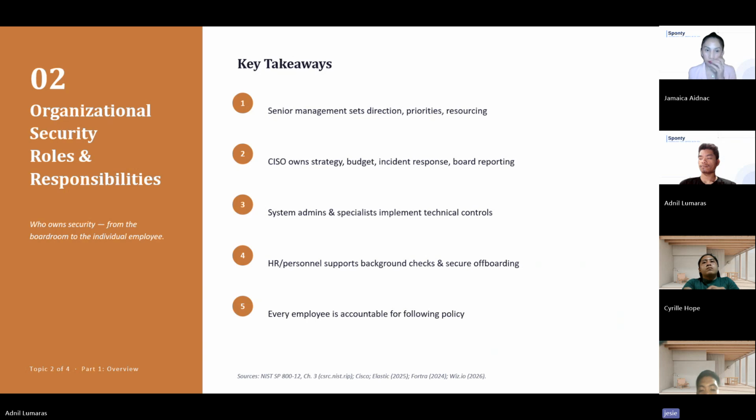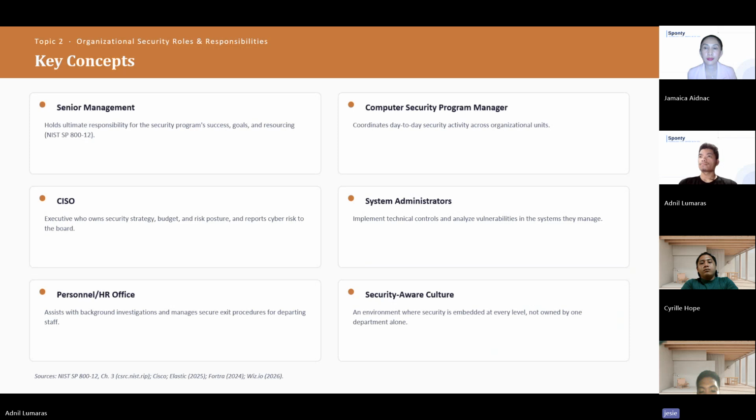As the U.S. National Institute of Standards and Technology (NIST) puts it plainly in Special Publication 800-12, computer security is at the basic level the responsibility of everyone who can affect the security of a system. But specific duties still need to be assigned clearly or nothing gets consistently done. A security program with no assigned owner tends to fail quickly. Everyone assumes someone else will handle it.